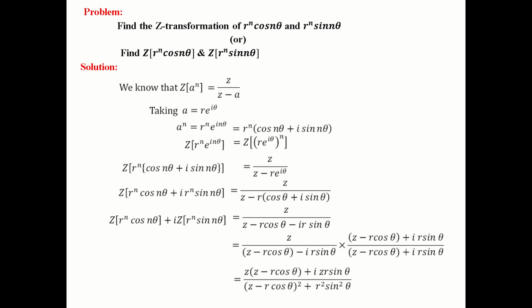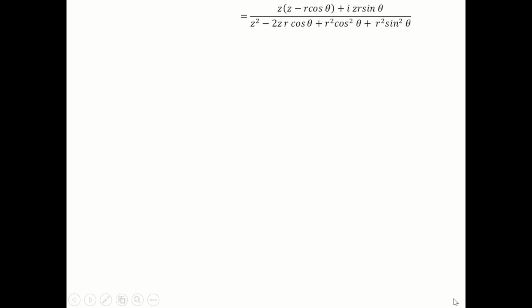So i square, you know, is minus 1. So already you are having a minus outside, so minus into minus gives plus r square sin square theta. The denominator is equal to z minus r cos theta plus i z r sin theta in the numerator, with real part and imaginary part, divided by the denominator splitting completely. So z square minus 2 z r cos theta plus r square cos square theta plus r square sin square theta. So we are grouping the denominator.